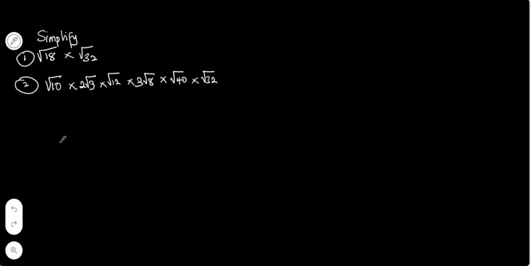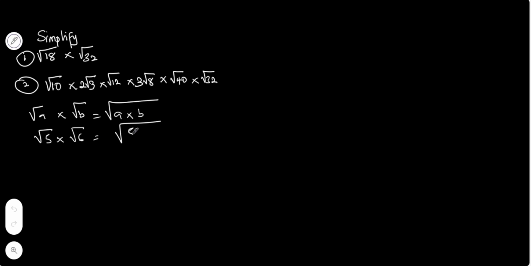Now, the multiplication law of surds says that if I have root A multiplying another surd, root B, the result is the square root of A multiplied by B. So for example, if I have root 5 multiplying root 6, the result is the square root of 5 times 6, which is equal to the square root of 30.